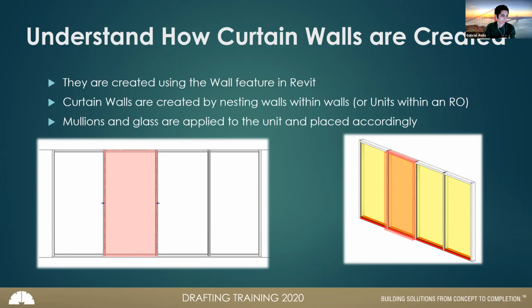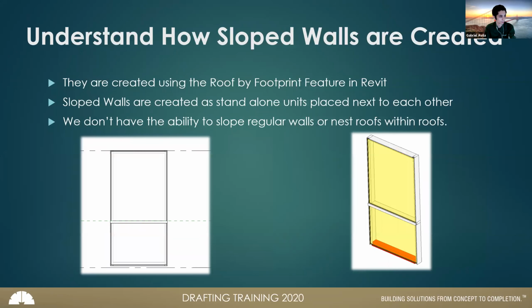Just a little background of how we're creating curtain walls, because when you create sloped walls, we're actually using what's called a roof by footprint feature in Revit, because currently in Revit versions 2017 through Revit 2020, they don't allow for a regular wall to be sloped. So we kind of worked around it, where we used the roof by footprint to actually create these sloped walls. I don't know if you guys have heard, but Revit 2021 has a feature where a wall can actually be sloped. So excited for that. Hopefully we get some projects where we have sloped walls and we can use that feature. But for now, we're using the roof by footprint.